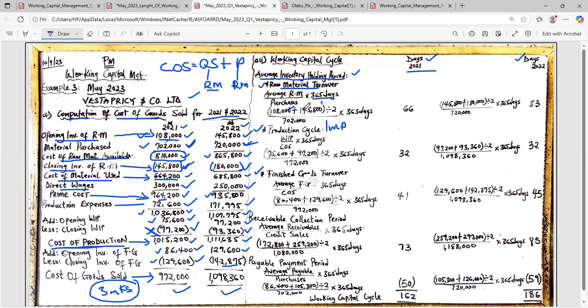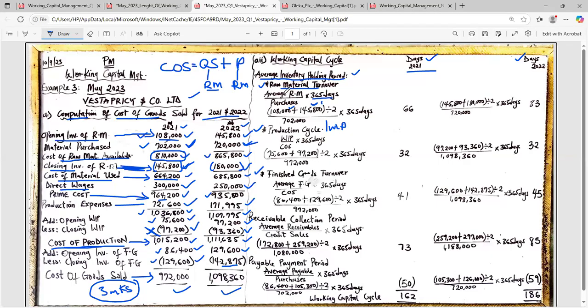All right. Then this 145,800 is the closing stock of raw material. No need to go back to the question. Come here and look for closing stock of inventory of raw material. Look at it here: 145,800. That's how we got this 145,800. Divided by 2 because the question says average. So this plus this divided by 2. That is the average.